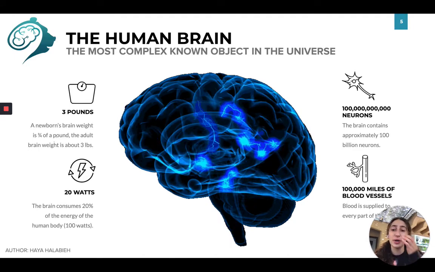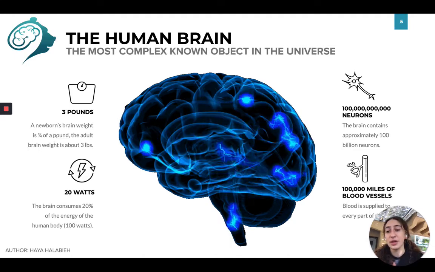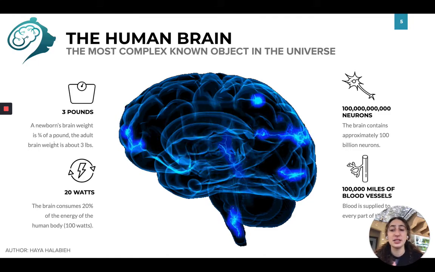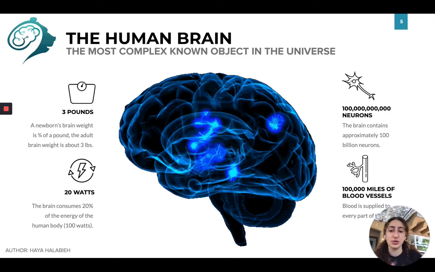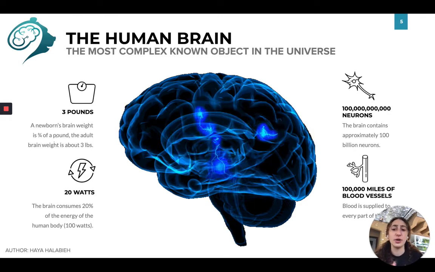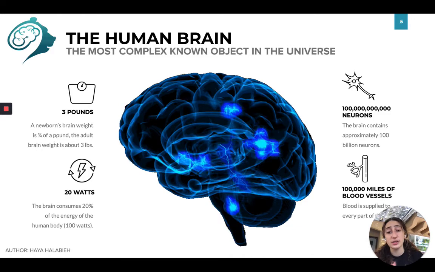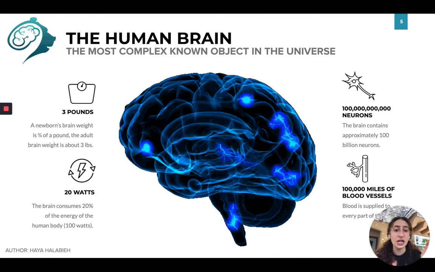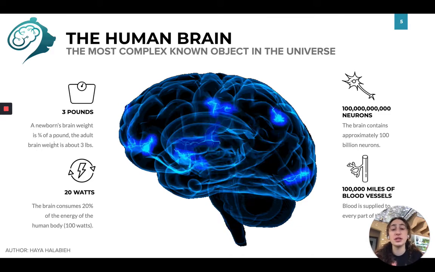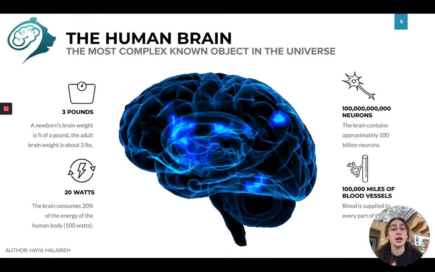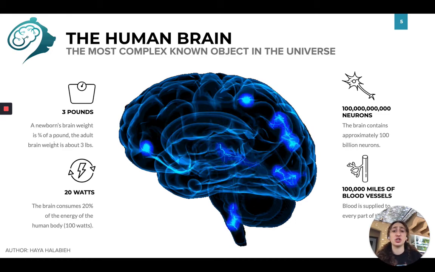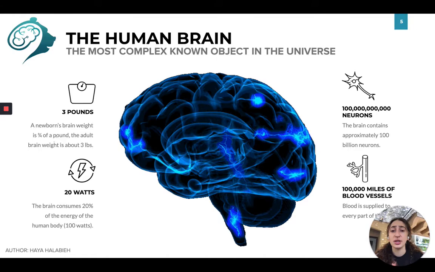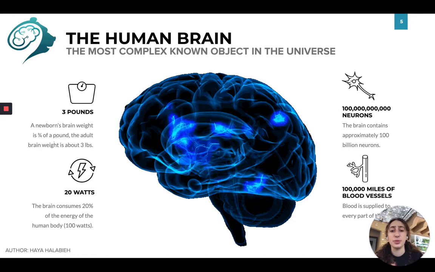We know that the brain weighs about 3 pounds. That's awesome. It consumes about 20% of the human body energy, which is about 100 watts for the human body. So itself consumes about 20 watts. It has 100 billion neurons. Can't even wrap my head around that number. 100 billion neurons and 100,000 miles of blood vessels. We know this is a very intricate structure just by looking at the anatomy and looking at the physiology of what we know about the brain.